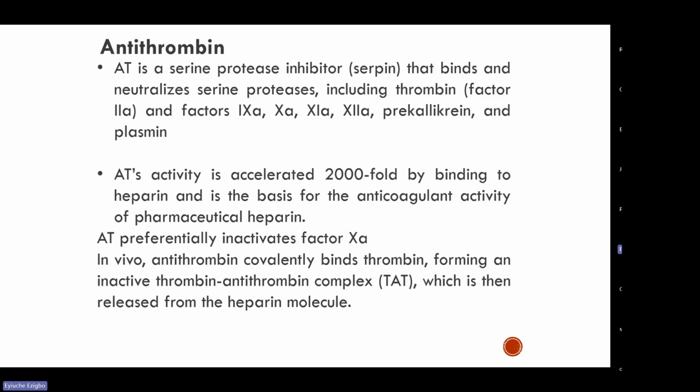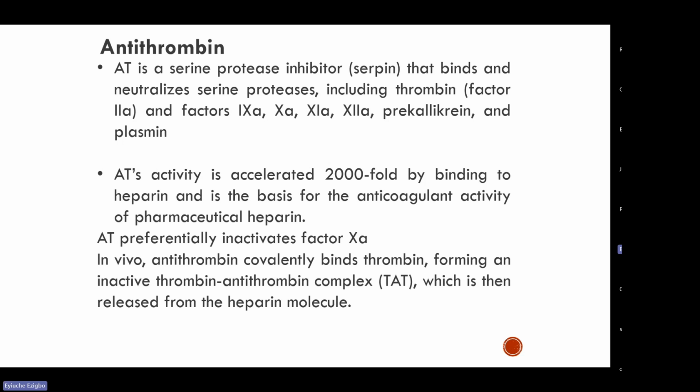Now we have antithrombin. Okay, antithrombin is a serine protease inhibitor that binds and neutralizes serine proteases, including thrombin as an example, and factors 9, 10, 11, 12, prekallikrein, and plasmin. So antithrombin has the capacity to inactivate all these factors in the coagulation pathway.